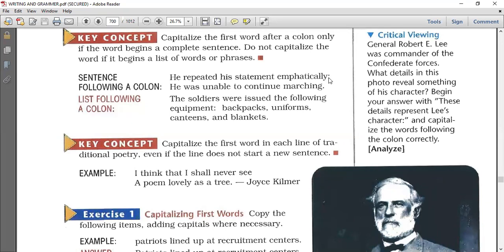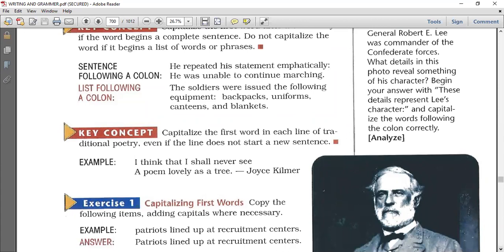We have a colon here, and then he was unable to continue marching. This is a complete idea, so the letter H here must be capitalized. The soldiers were issued the following equipment. We have a colon, then we have a list. We do not need to capitalize the first letter of the first word of the list.